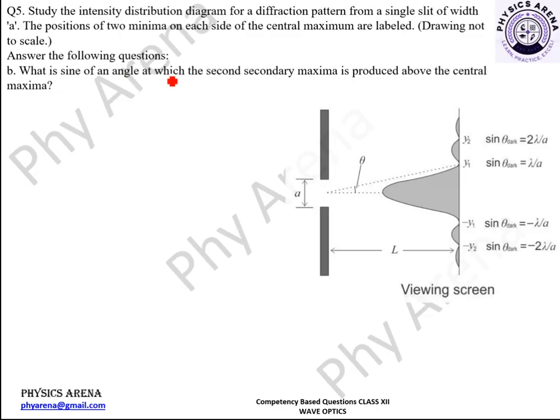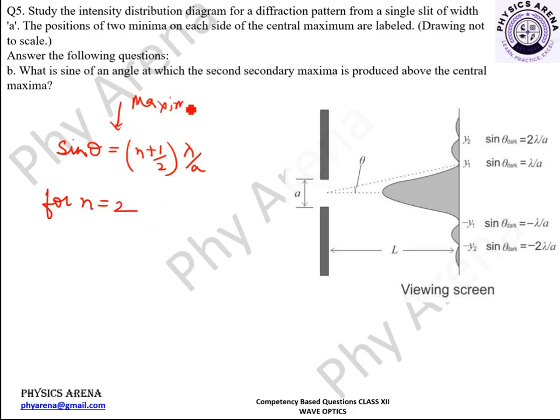Now let's take part B. What is the sine of the angle at which the secondary maxima is produced above the central maximum? So we need to find sine theta. When we derived the formula for the single slit experiment, we obtained that sine theta is equal to (n plus half) lambda by a. This is for maxima. If it had been for minima, we would just write n lambda by a.